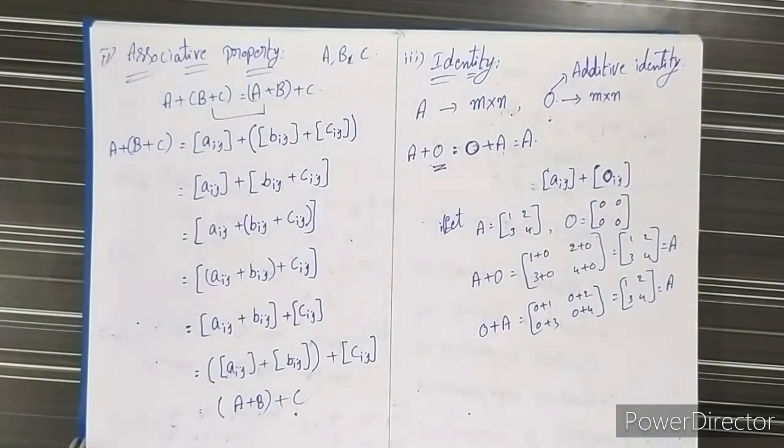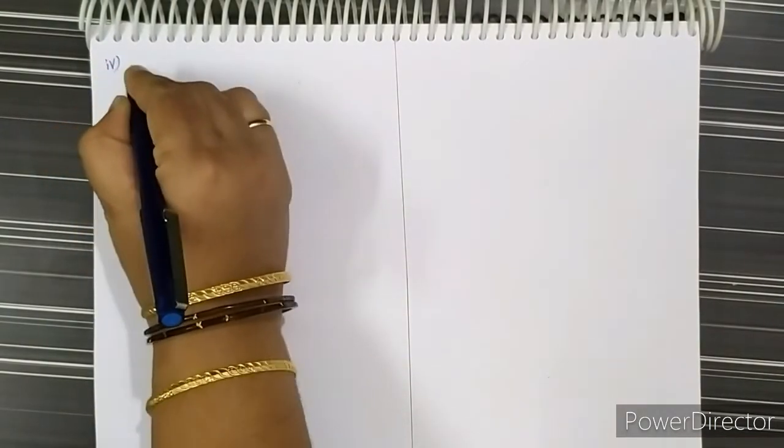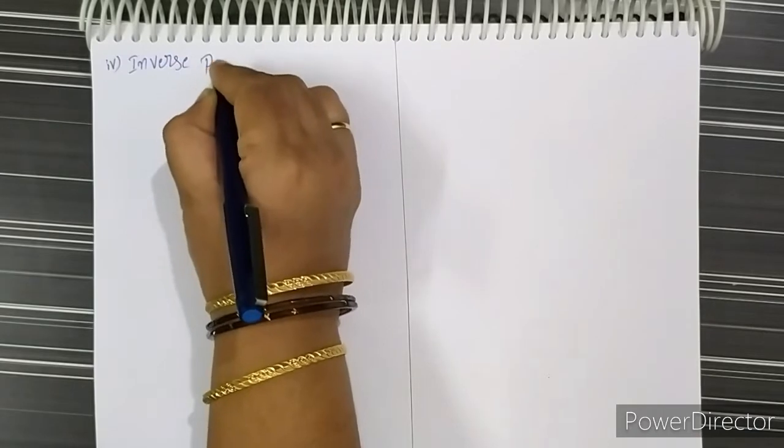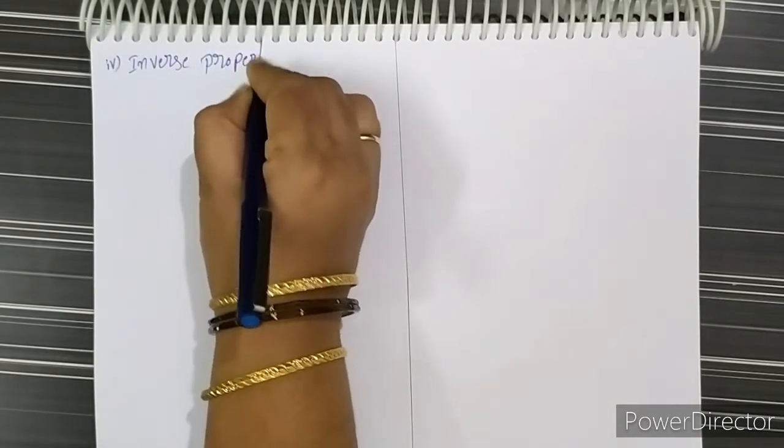O is the additive identity. Next, the fourth property is the inverse property.